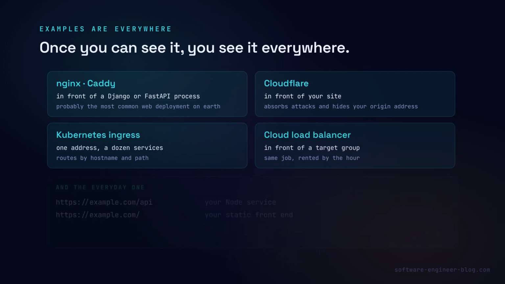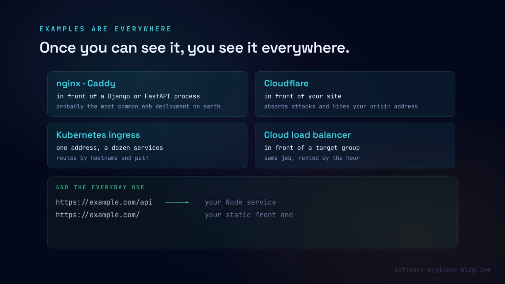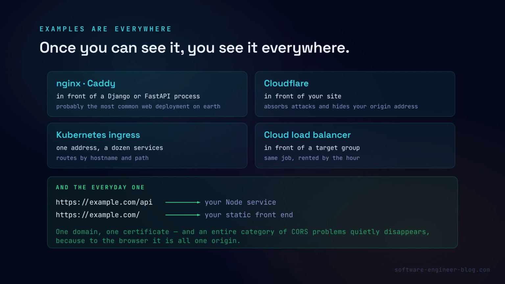A cloud load balancer in front of a target group. And the everyday one. /api goes to your Node service, / goes to your static frontend, both on one domain with one certificate, which quietly deletes an entire category of CORS problems because to the browser, it is all one origin.